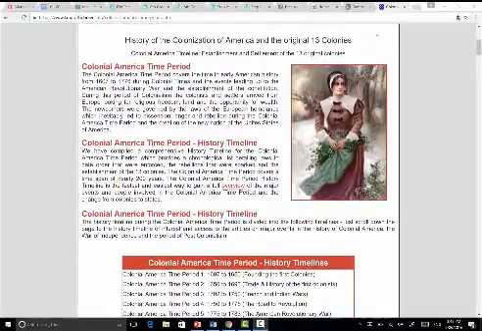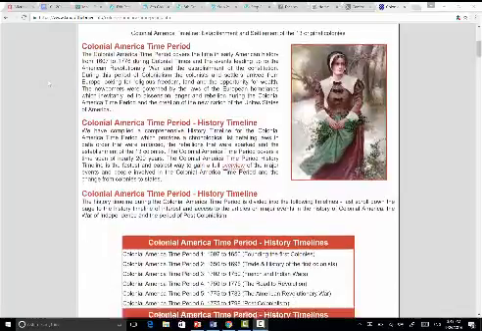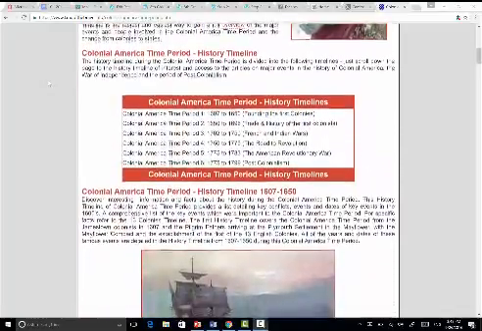So there are 13 original colonies that are started in the New World. And remember, the New World refers to North and South America. The 13 colonies today look like states along the coast, and Connecticut was one of those colonies. The colonial American time period really refers to both the time period when England was starting these colonies all the way through the American Revolution. So it can be broken down like this.